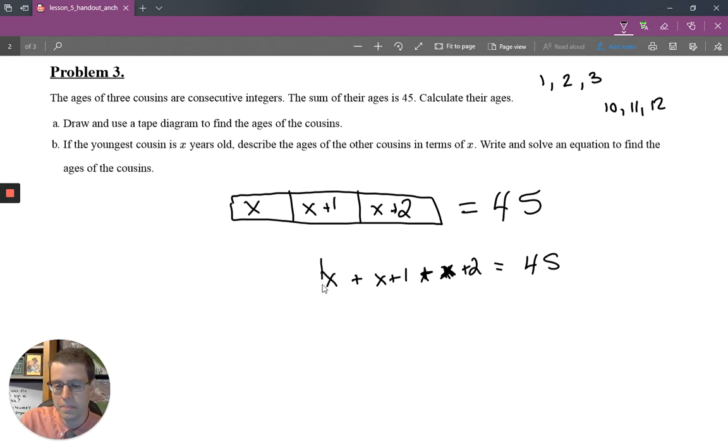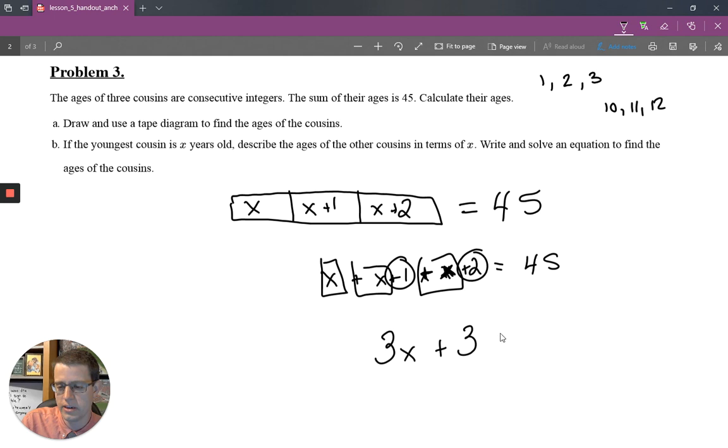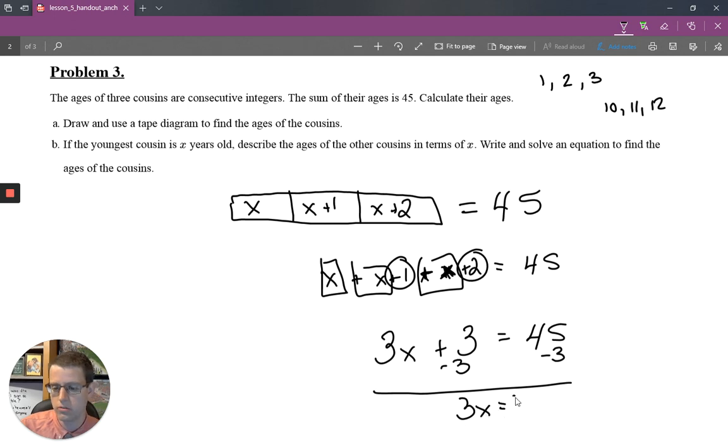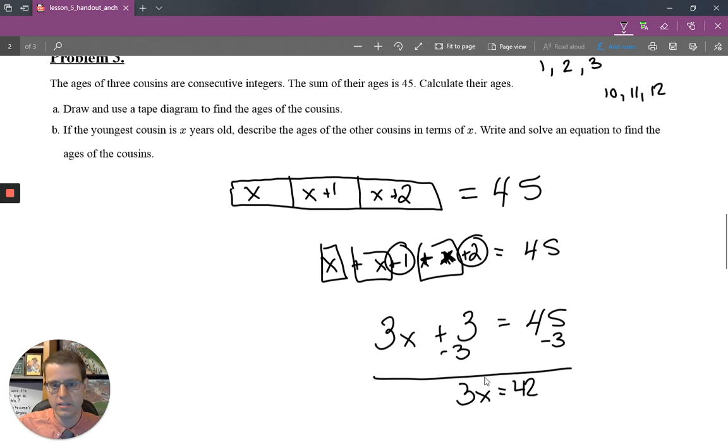And now if we can combine some of these like terms, we have an X, an X, and an X. X plus X plus X is 3X. Then I have a 1 plus a 2 is a 3. And that's all going to equal 45. When I subtract 3 on both sides here, we get 3X equals 42. And when I divide by 3 on both sides of the equation here, 42 divided by 3 is going to be 14.